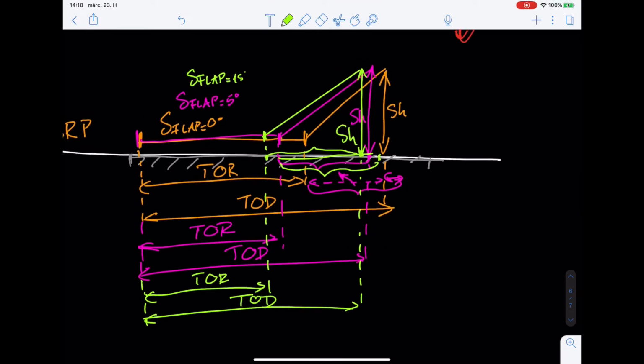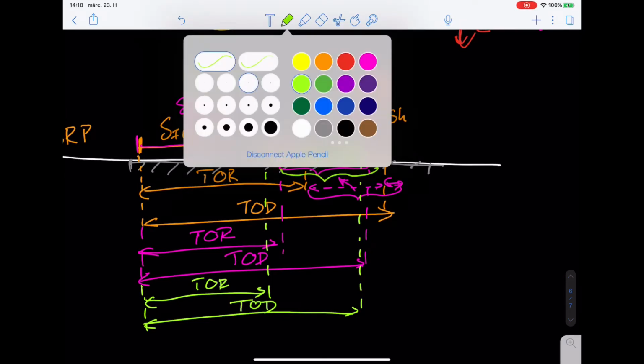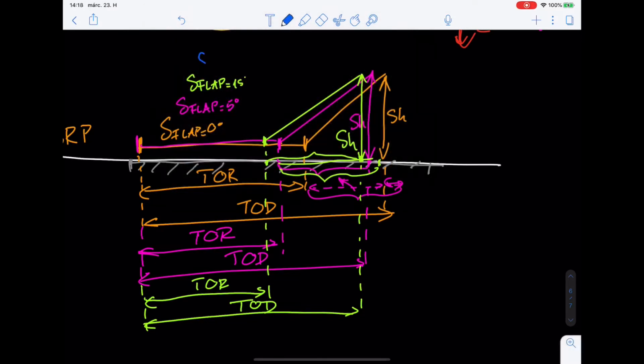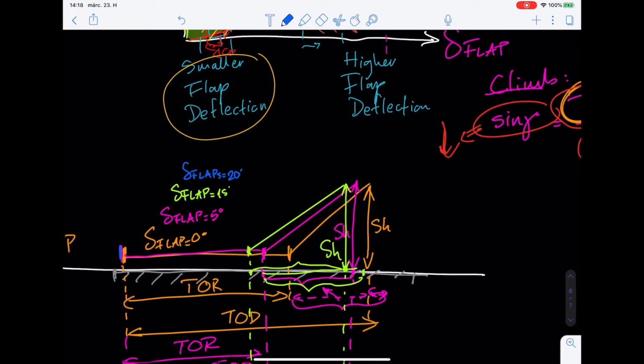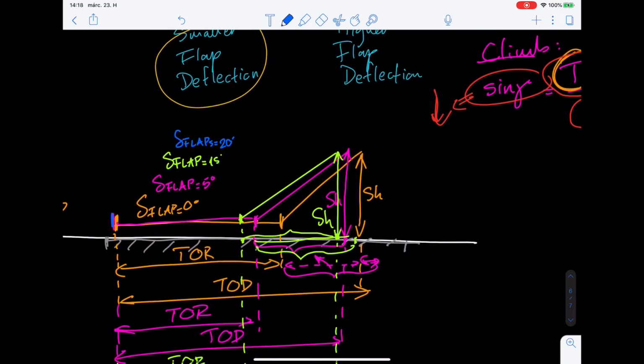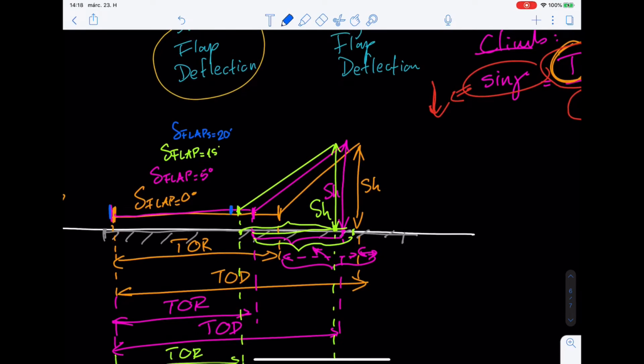Okay, so here's when it gets interesting. We can consider a scenario, let's say flaps 20. All begin from the brake release point, and we can say that altogether it can happen that the takeoff run is still a bit shorter at this point. However, the airborne section is going to be increased further.